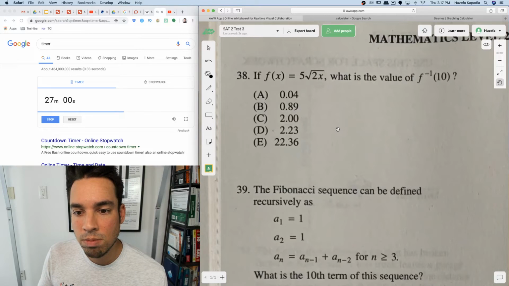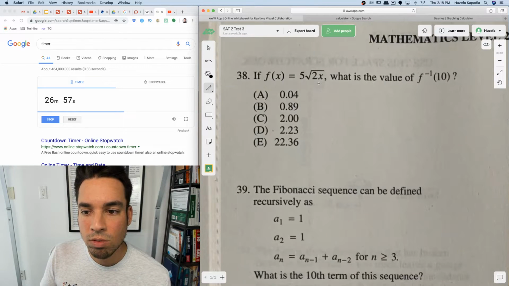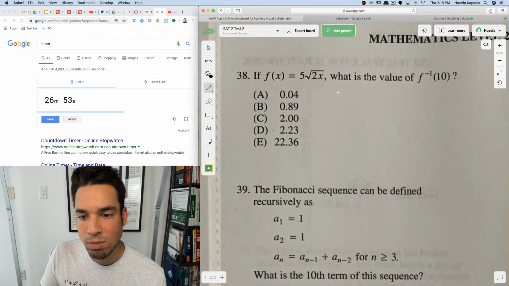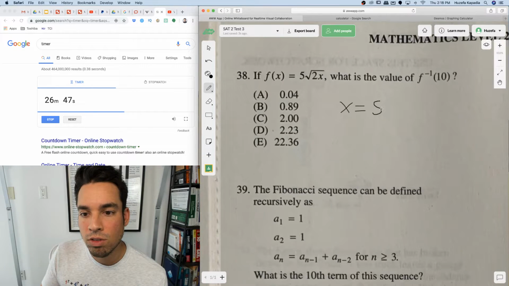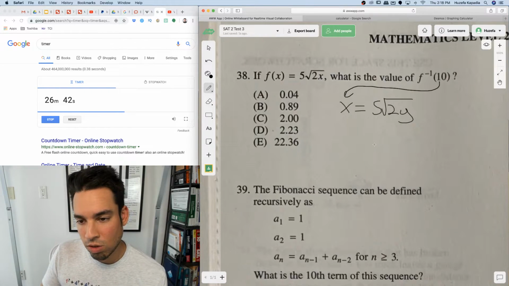And see now they might get harder and slow me down. f of x equals this. What is the value of inverse f of 10? So first let's find the inverse function, and then let's plug in 10. The inverse function is literally we switch the x and the y. So it's x equals 5 square root 2y. And then I plug 10 in for the x, and then we have to solve for y.